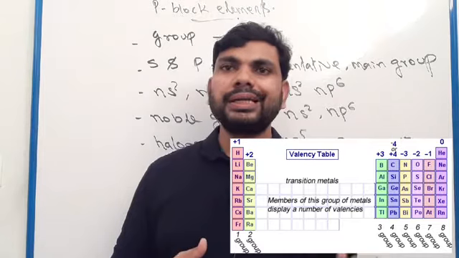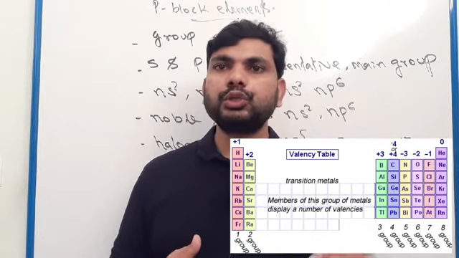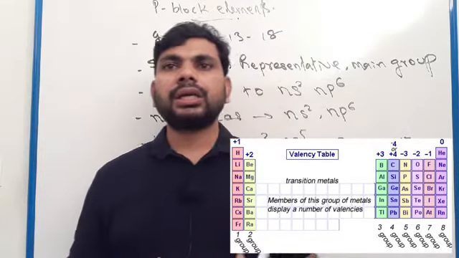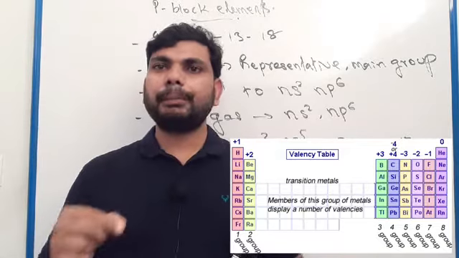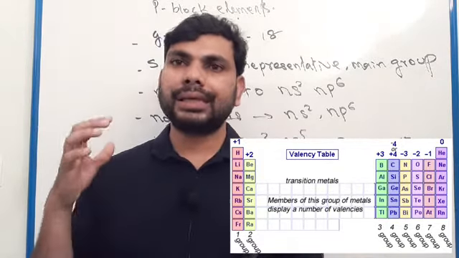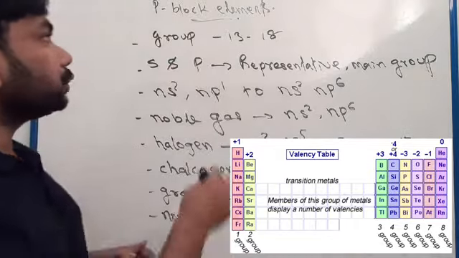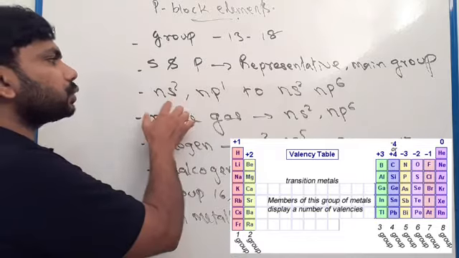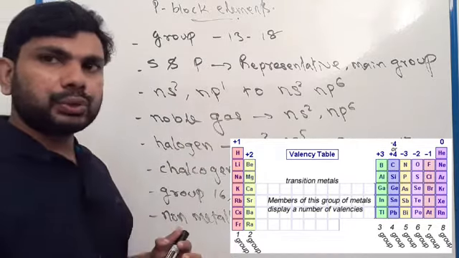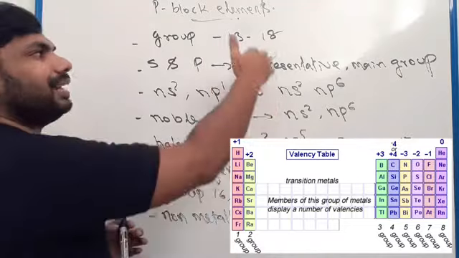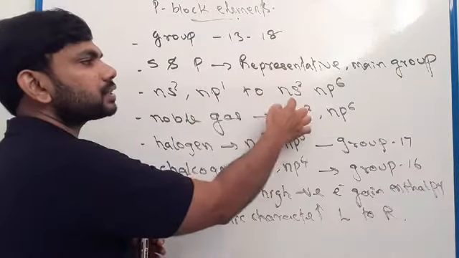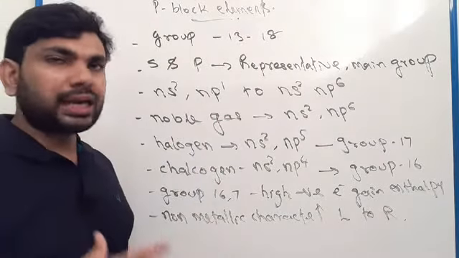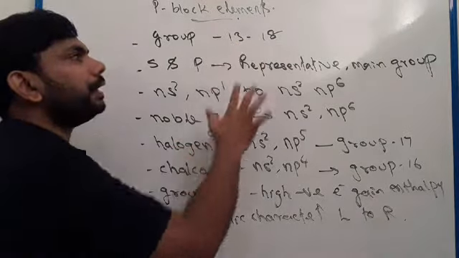Okay, next, p block elements mean group 13 to group 18. These are p block elements. The outer shell electron configuration is ns2np1 to ns2np6. So group 13 has outer shell configuration ns2np1, then ns2np2, ns2np3, and it ends in group 18 with ns2np6. This is the outer shell electron configuration of p block elements from group 13 to group 18.